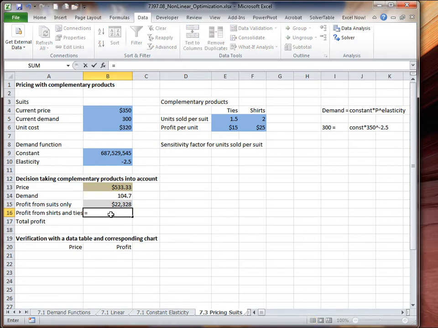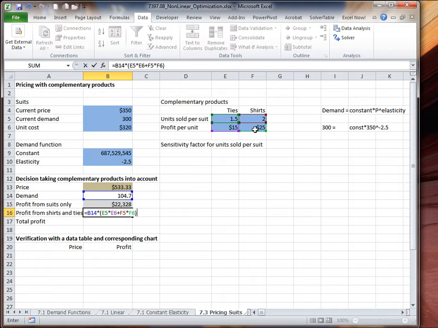We just take the number of suits and multiply it times the number of ties. Right? So that gives us the total number of ties that we've sold times the profit per tie, plus the shirts times the profit per shirt.